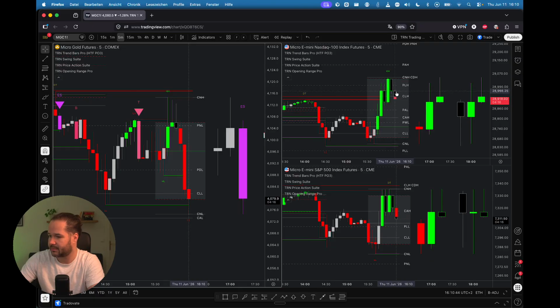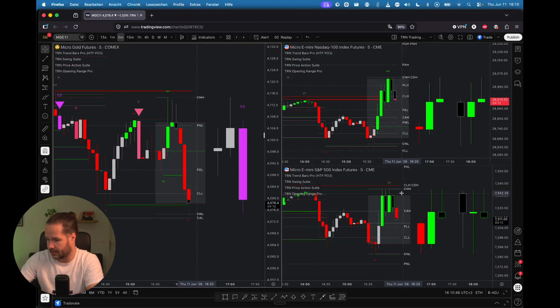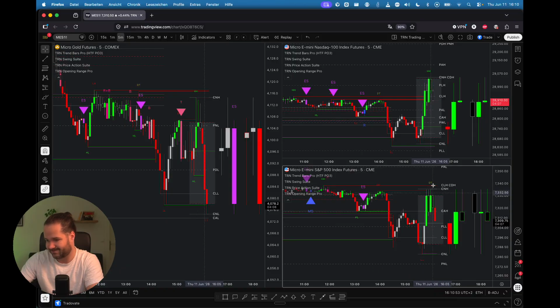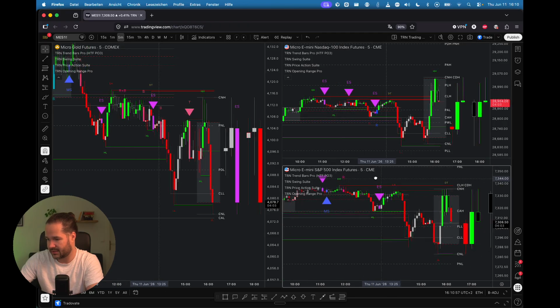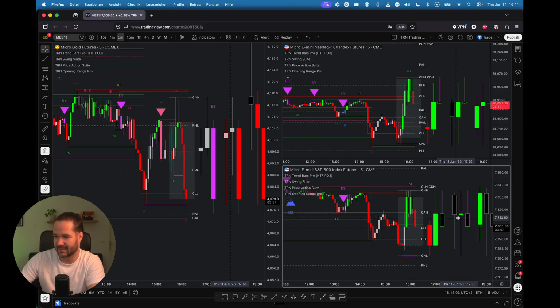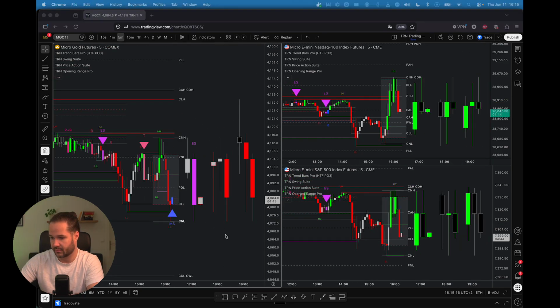Here comes a little pullback. Okay. And this one here, this is a liquidity grab, but this high here, the liquidity is still above the current day high. And we already were so close, so I wouldn't be allowed to trade this, honestly. No, right now I still need to wait for a very clean signal.